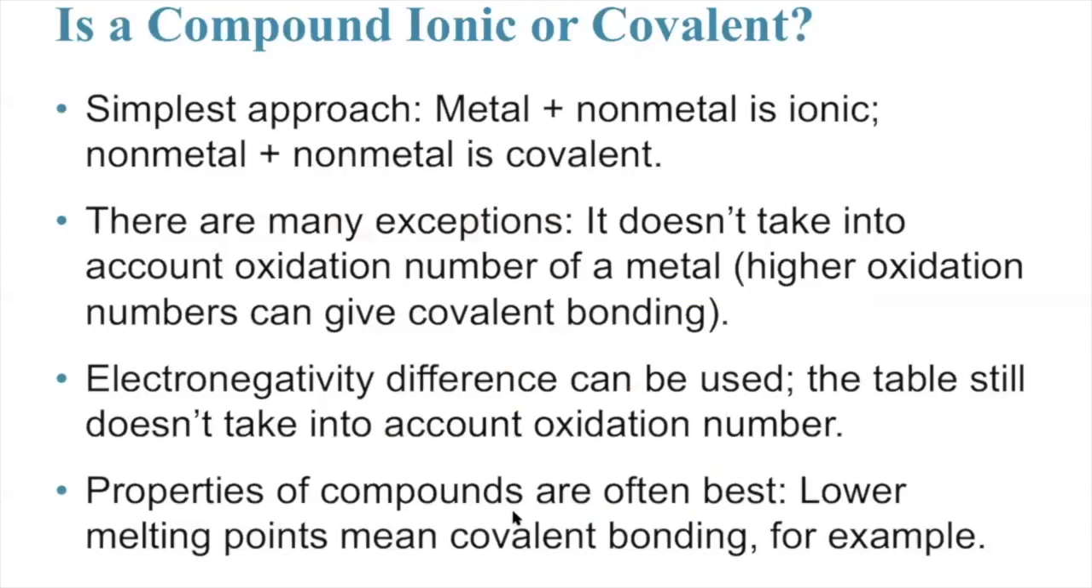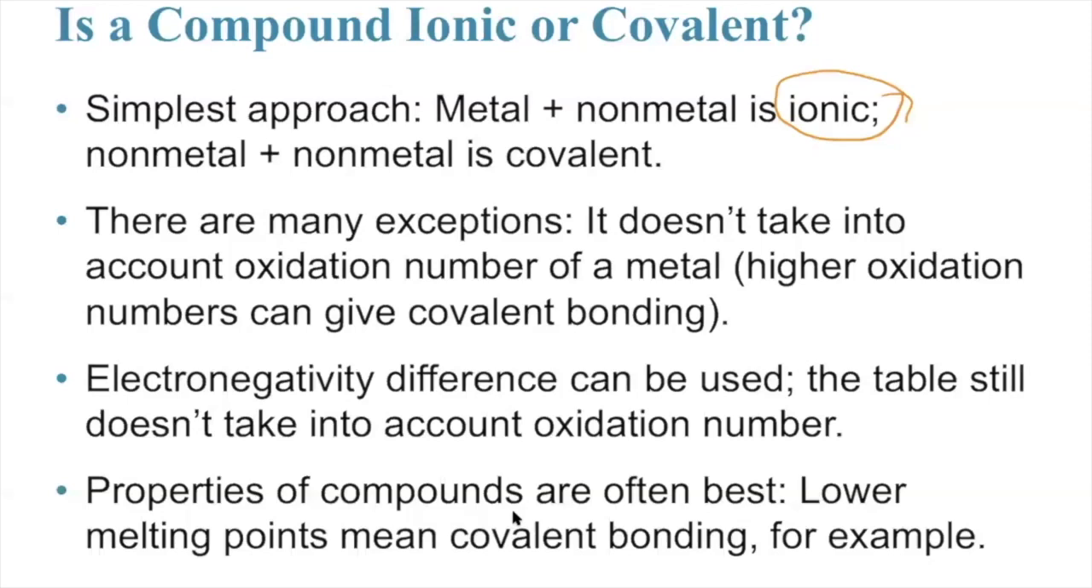So to determine whether something is ionic or covalent, the first thing you want to know is, does it have a metal and a non-metal? If the answer is yes, then you automatically have an ionic compound. If you have a non-metal and a non-metal, you have a covalent compound. There are some exceptions, but we're not going to be getting into that as much.